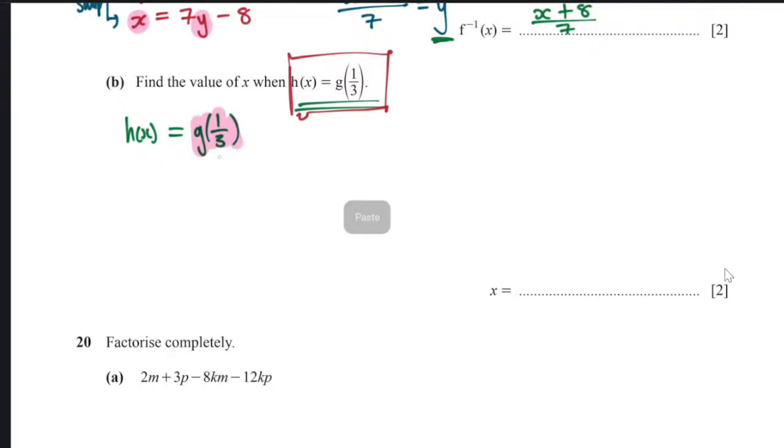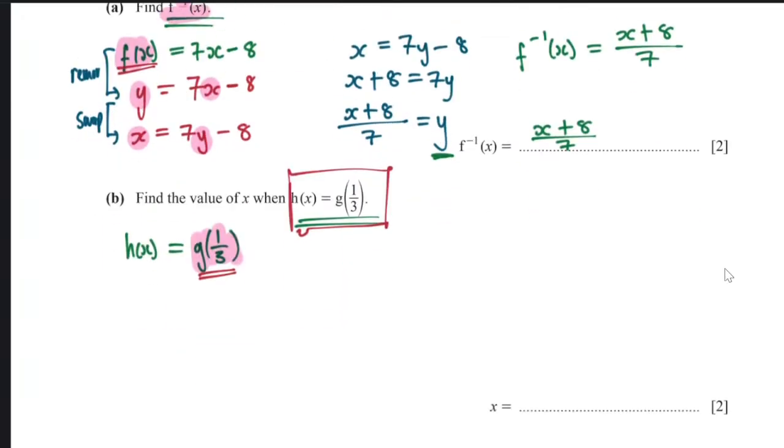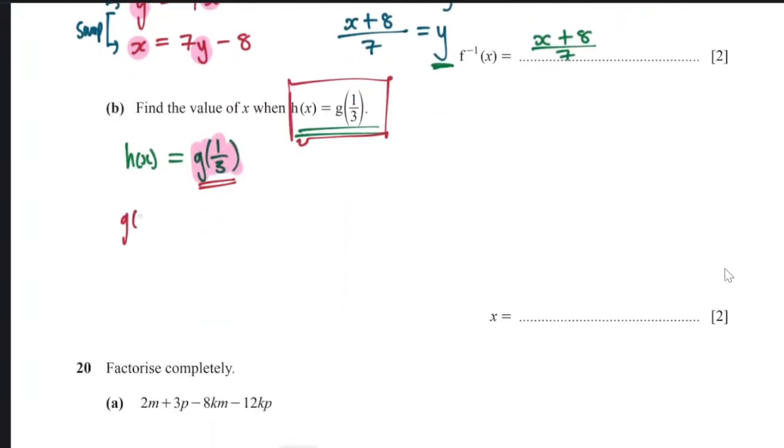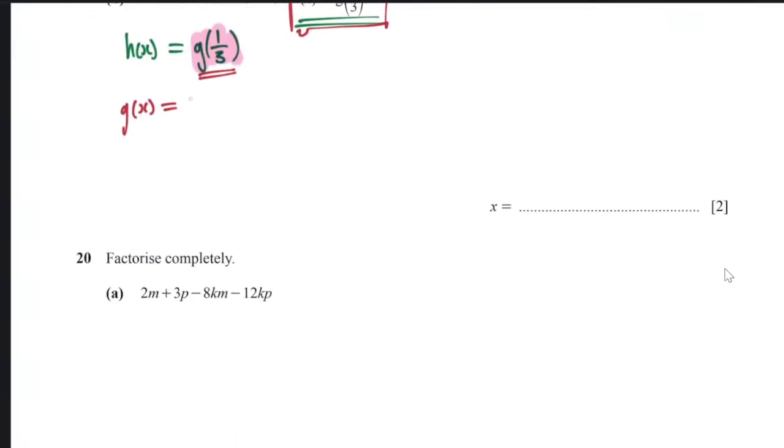So you have g of 1/3. You need to find g of 1/3, okay? You cannot pretend you know it. You don't know g of 1/3. What you know is g of x. So don't pretend you know g of 1/3. Find it. So you're going to say g of x is equal to, write small things because you need a lot of space. Okay, if you waste space, you're in trouble. 4 over x plus 5.